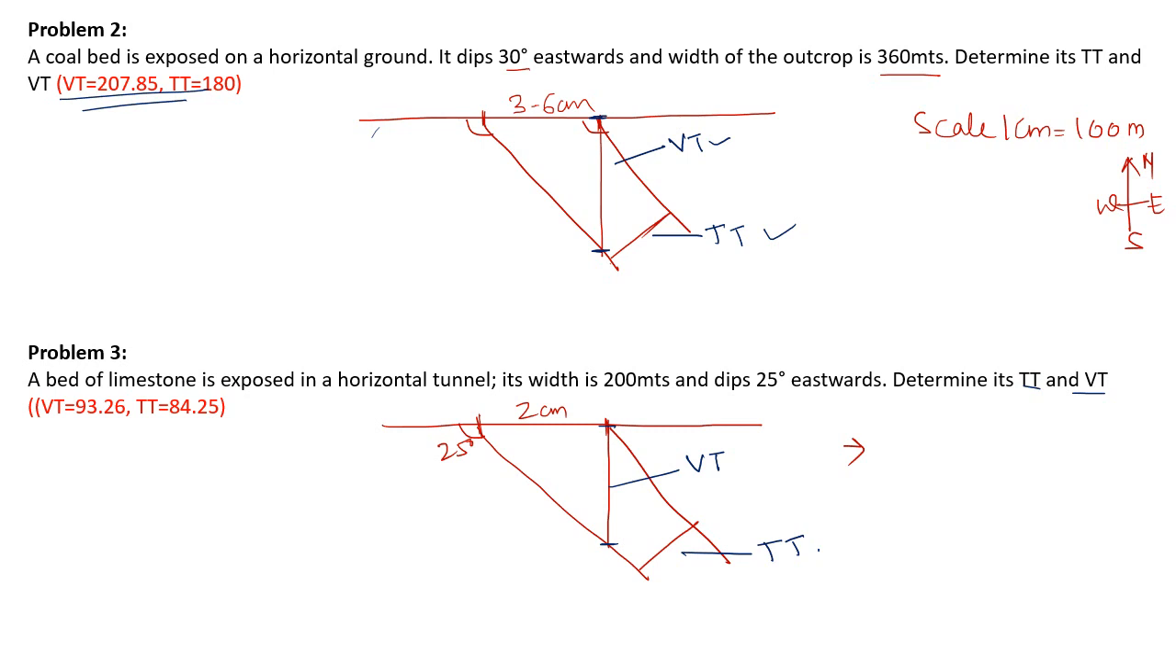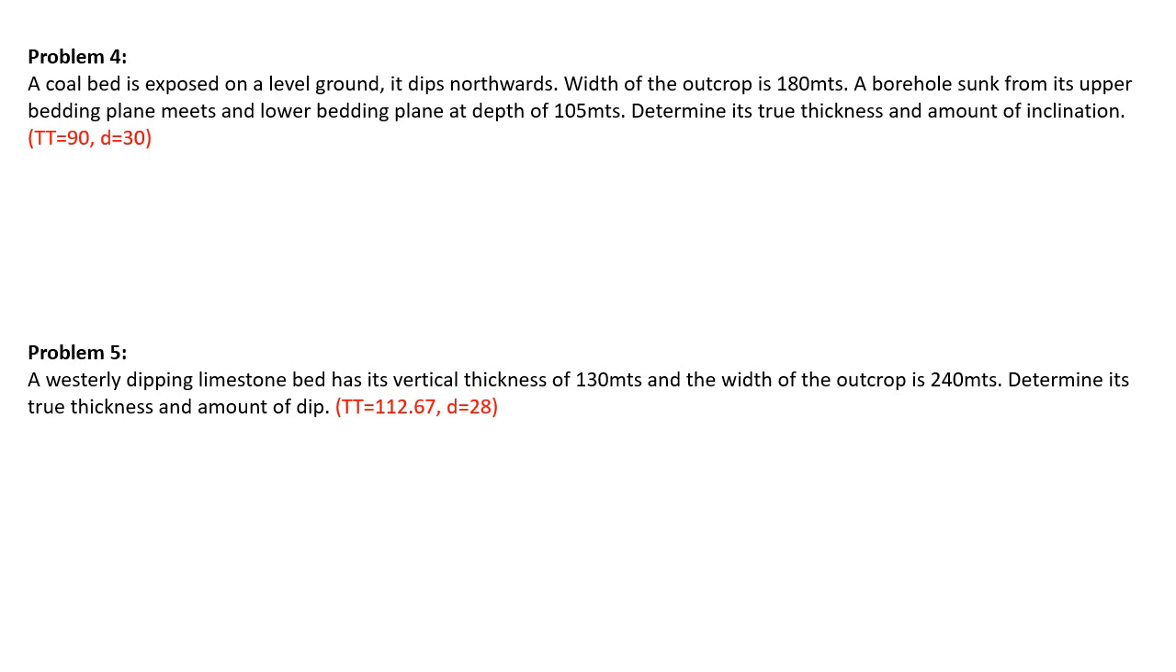Now let us see the next problems. Here, problem number 4: the coal bed is exposed on the level ground. It dips northward. They said it dips northward on the top side.